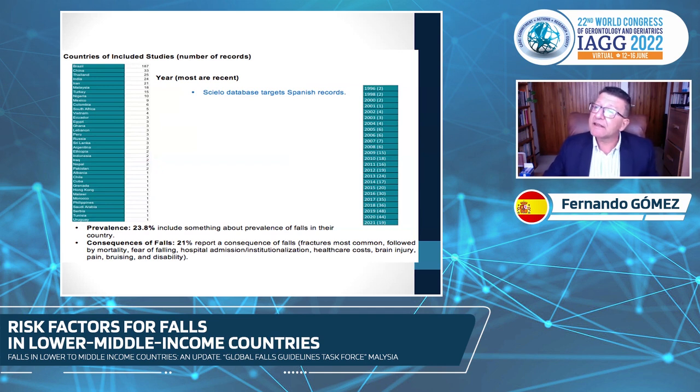The general prevalence of falls is 23.8%, and 21% report consequences of falls. The most common are fractures, followed by mortality as a consequence of hip fracture, fear of falling, hospital admission, institutionalization, healthcare costs, brain injury, pain, and disability.